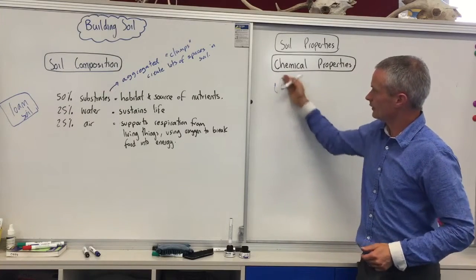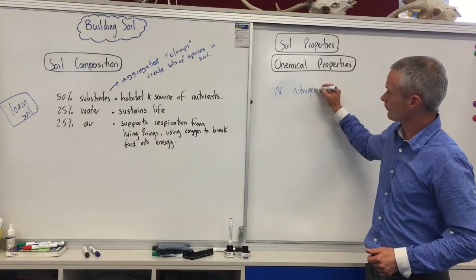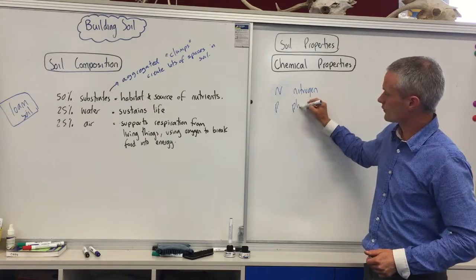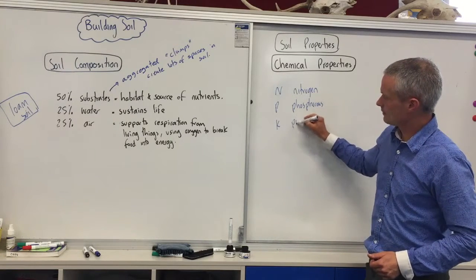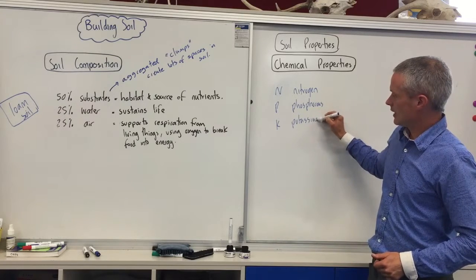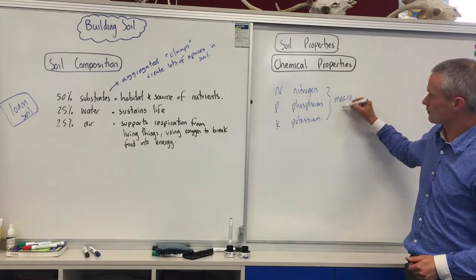So if we look at NPK, we've got nitrogen, phosphorus, and potassium. And these are considered the macronutrients.